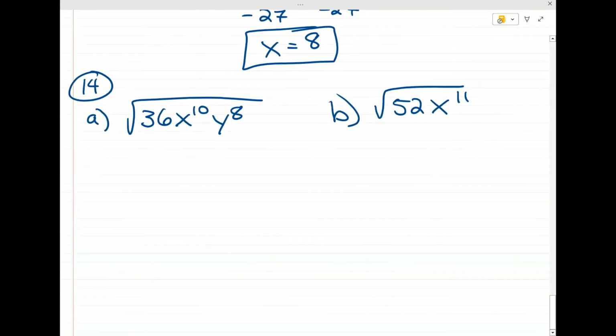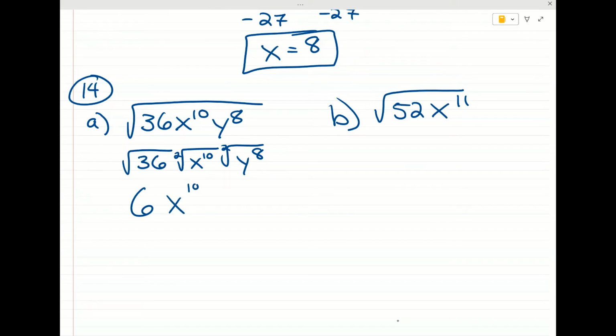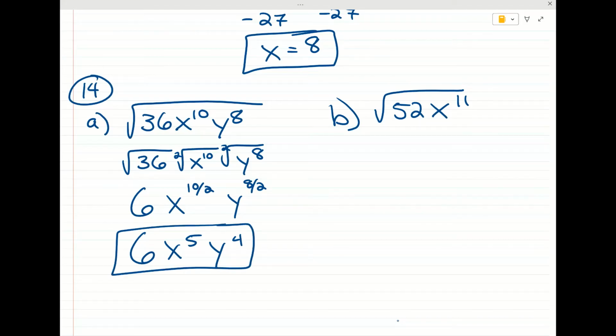The way we talked about handling radicals is you don't do it all at once. You break it up into smaller parts. So square root of 36, square root of x to the 10th, square root of y to the 8th. And then you just do each individual piece. Square root of 36 is 6. For the variables, remember we're looking for groups of 2. So one way we could look at it is 10 divided by 2 is x to the 5th, or 8 divided by 2 is y to the 4th. That's pretty easy. That's how you do that.